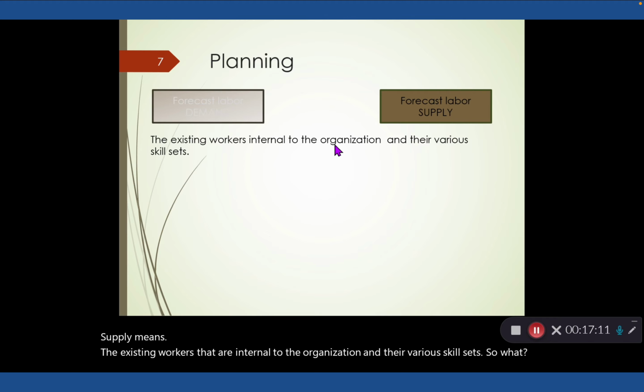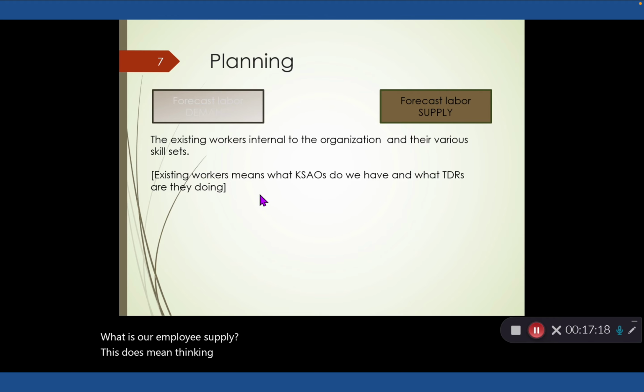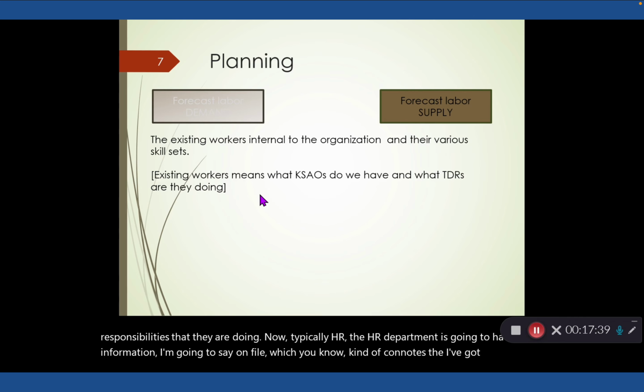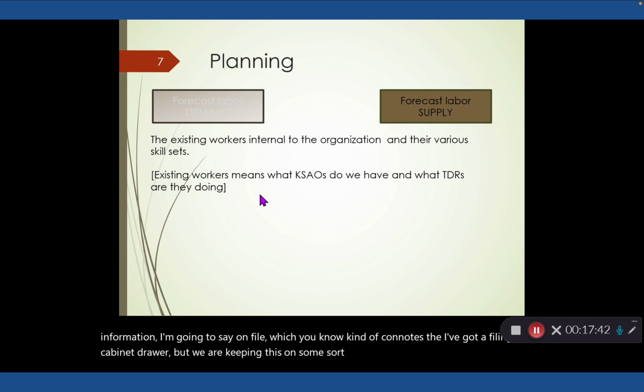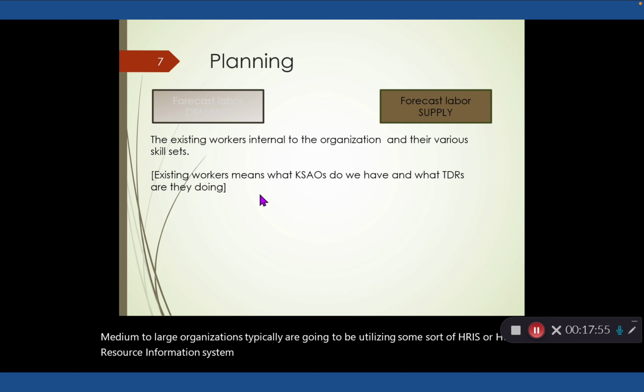So what is our employee supply? This means thinking about our existing workers' KSAOs and the tasks, duties, and responsibilities that they are doing. Typically, the HR department is going to have this information on file, which connotes a filing cabinet drawer, but we are keeping this in some sort of database. Medium to large organizations typically utilize some sort of HRIS, or human resource information system, to keep records of this kind of information.